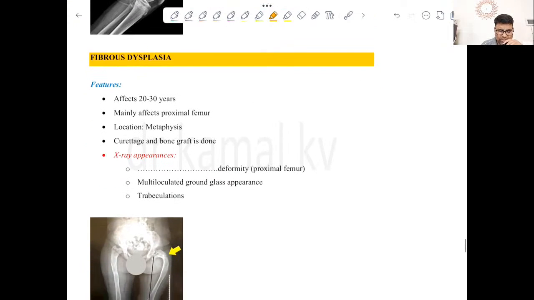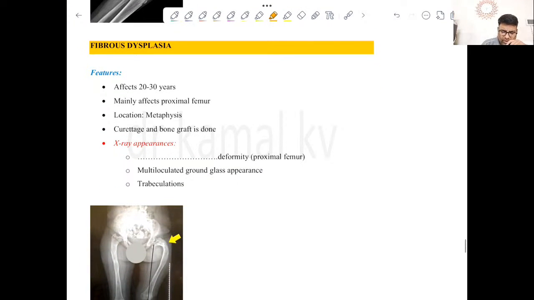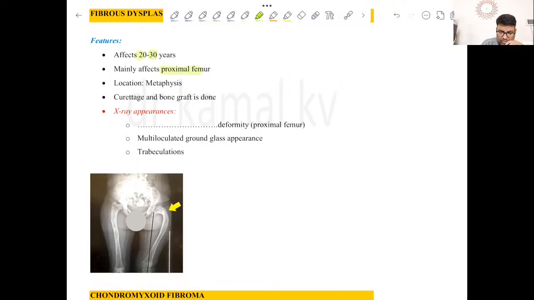Then coming to fibrous dysplasia, this affects 20 to 30 years age, especially proximal femur, right? So if you see, this is proximal femur, this is middle, and this is distal. So it is affecting the proximal femur, and here you can see there is complete derangement of the architecture of the proximal femur, something like this.